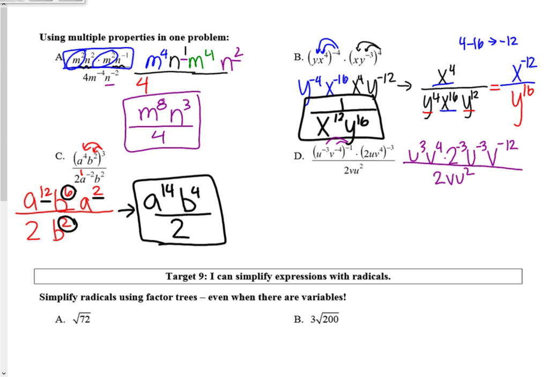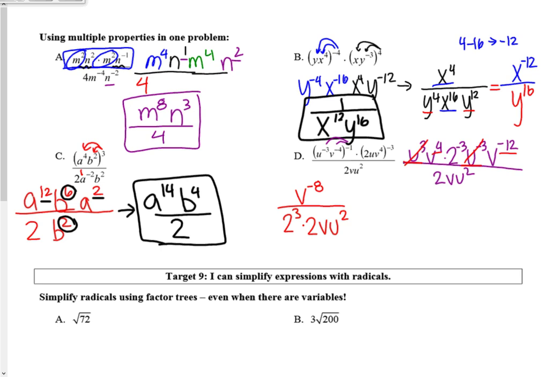So in the top, I have u cubed and I have u to the negative third. When I add those exponents, 3 minus 3, I get 0. Well, I know u to the 0 is 1, so those are going to be gone. I have v to the fourth and v to the negative 12th. When I add those together, I get v to the negative 8th. I have 2 to the negative third, so I'm going to move that 2 to the negative third to the bottom, so I have 2 to the third. In my bottom, I still have times 2vu squared.